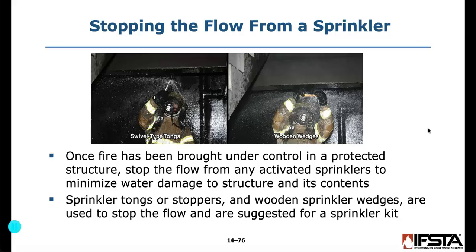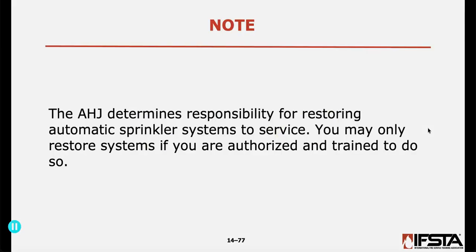So once a fire has been brought under control in a protected structure, stop the flow from any activated sprinkler to minimize water damage to the structure and its contents. Yes, it causes a lot of damage when those sprinkler heads go off. So we want to make sure that we get the fire under control, get it knocked down, and make sure that the water flow is stopped as soon as we can. Sprinkler tongs or stoppers and wooden sprinkler wedges are often used to stop the flow and are suggested for having a sprinkler kit, which we have a kit for sprinkler systems.